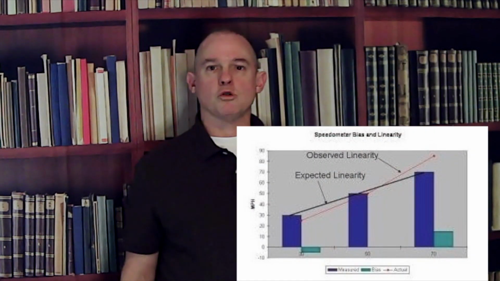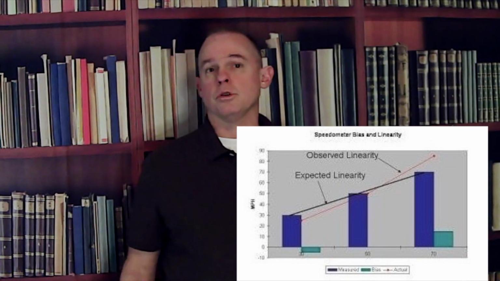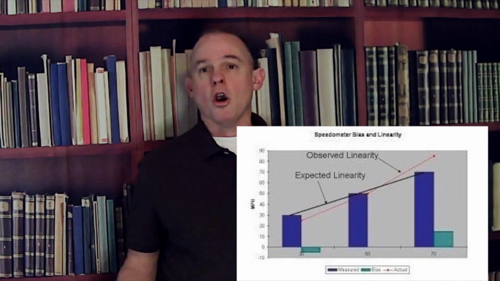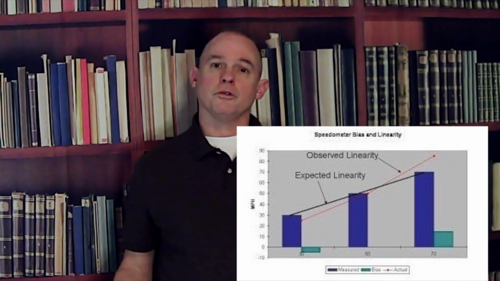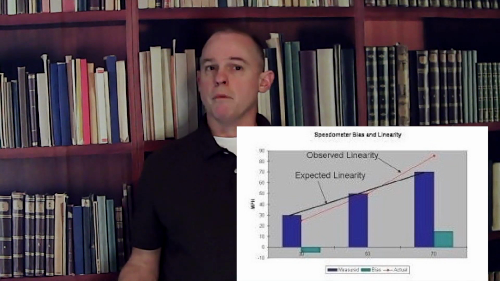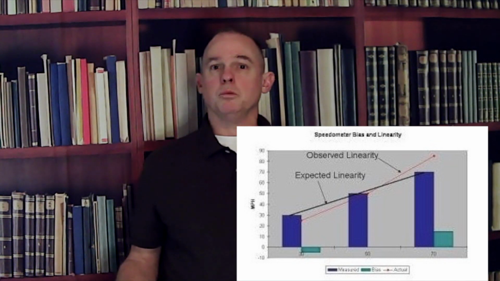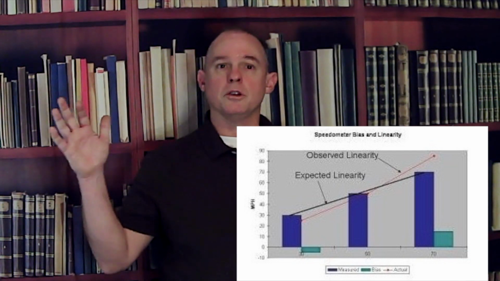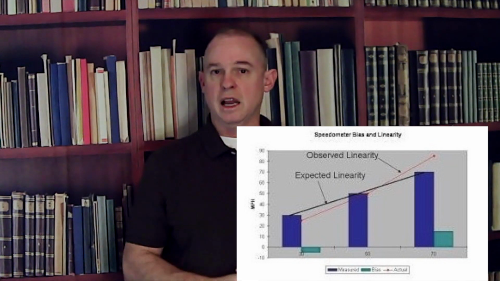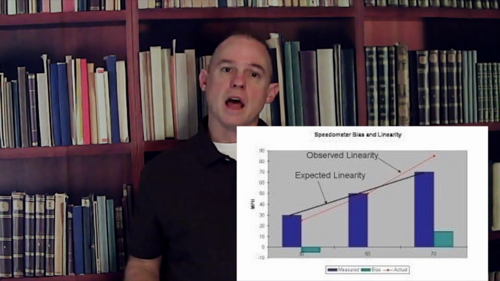In an ideal world, bias would not exist, but since we don't live in an ideal world, we know it does, and we would like the bias to be predictable. That leads us to the next measurement characteristic, linearity. Linearity is the measure of the bias over the range of interest of the measured samples. In our example below, we see that at 30 miles an hour, there's a negative bias of 5 miles an hour, and that as we proceed up the scale of measurement, the bias increases to plus 15 at 70 miles an hour. This is not a linear response.